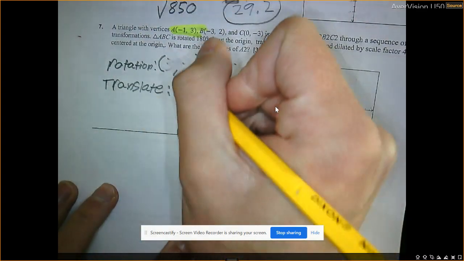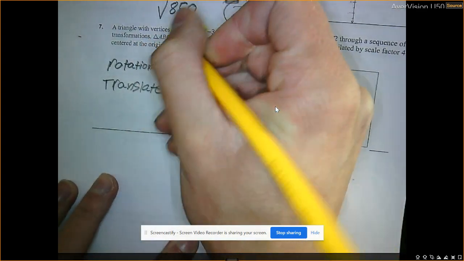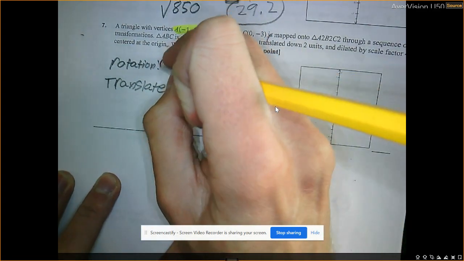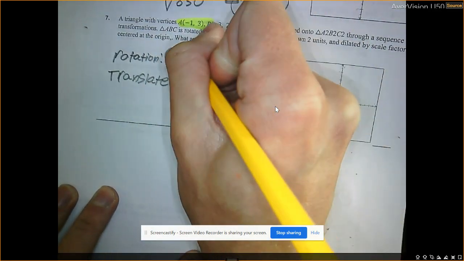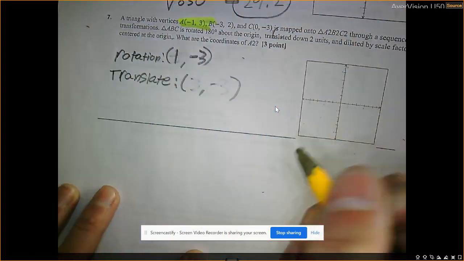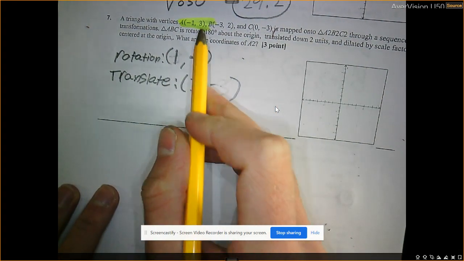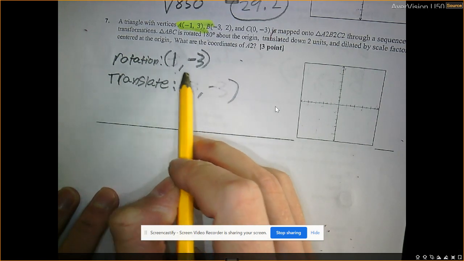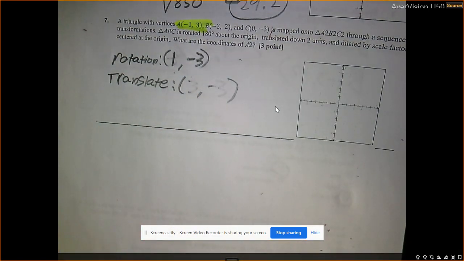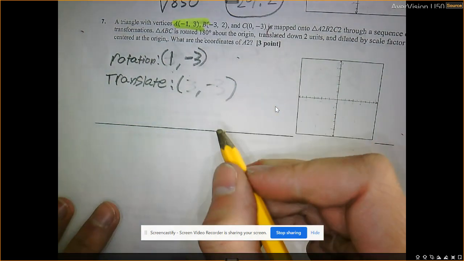But my mistake here is when I rotate 180 degrees, it's just changing the sign of each. So I'm not flipping it around. It becomes positive 1, negative 3. So I'm going from negative 1, positive 3 to positive 1, negative 3. That is my fault. I apologize. Okay. So that's what's happening when you rotate 180 degrees.